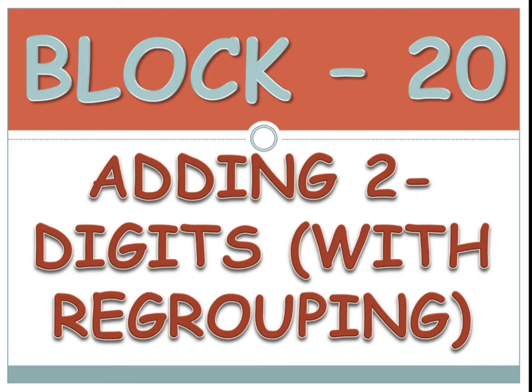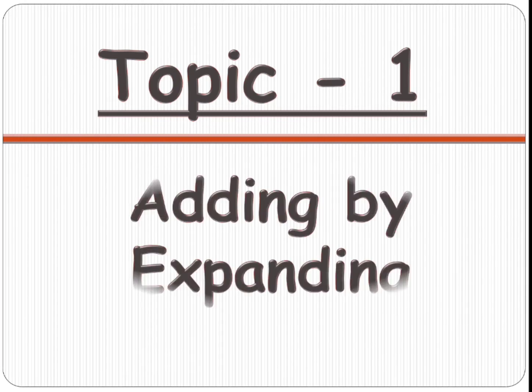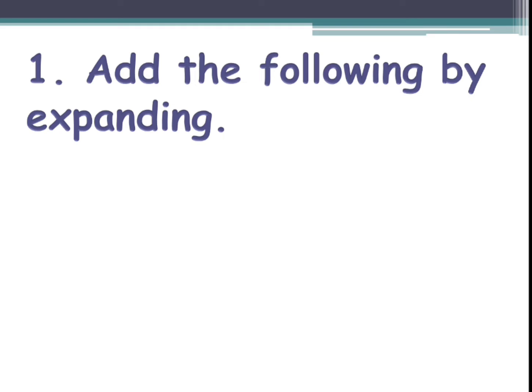In this, our first topic is adding by using expanding. That means you will expand the numbers and you will add them. In the previous block also we have done expanding and adding, isn't it, children? In the same way here also we will expand the numbers and we will add. So while we are adding, we will be regrouping. That's why the name of our block is adding two digits with regrouping. Okay, let's see the first one. Add the following by expanding.